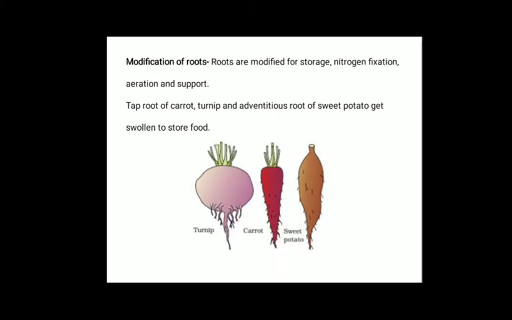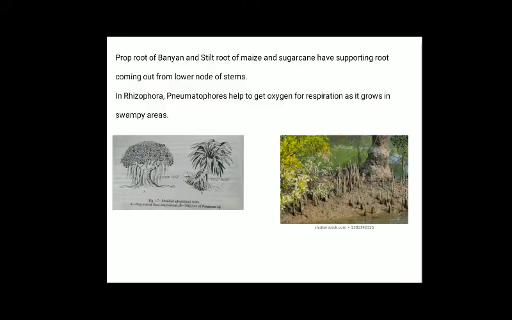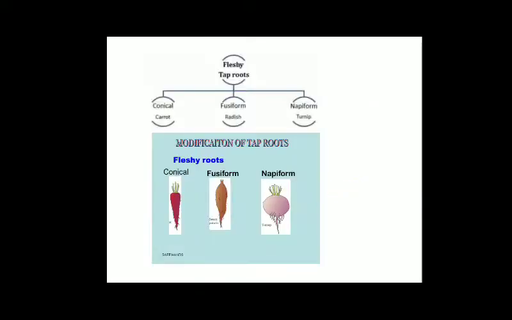Modifications of root. Roots are modified for storage of food, nitrogen fixation, aeration and mechanical support. In the first picture, we will observe the prop root of banyan and the stilt root of maize and sugarcane, which have supporting roots coming out from the lower nodes of stems. In the second picture we will observe Rhizophora. They have pneumatophores, which help to get oxygen for respiration as they grow in swampy or marshy areas.